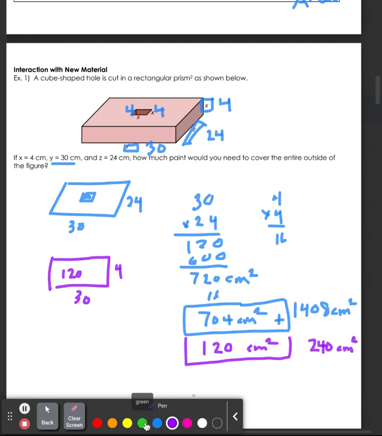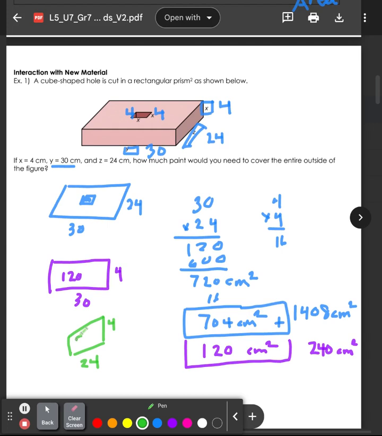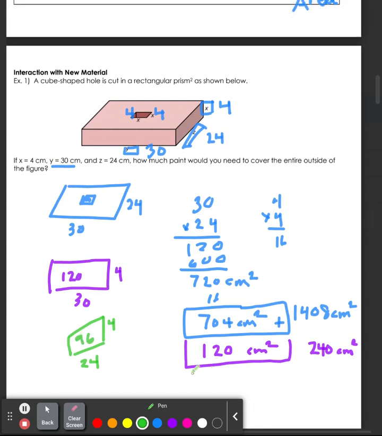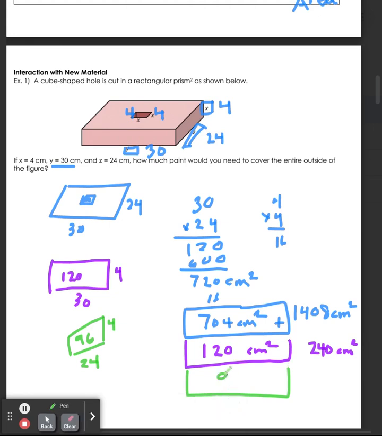And now if we were to take the side of our rectangle, it is 4 centimeters by 24 centimeters. And then 4 times 24 gives us 96. So this would be equal to 96 centimeters squared. And if we double 96 centimeters squared, we get 192 centimeters squared.